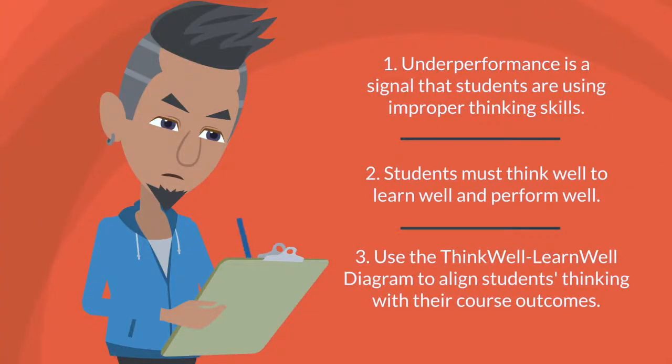Now it's your turn to help students decode course outcomes and experience the rich benefits of metacognition. Remember these tips as you move forward. Number 1, underperformance is a signal that students are using improper thinking skills. Number 2, students must think well to learn well and perform well. And number 3, use the Think Well, Learn Well diagram to align students' thinking to their course outcomes.